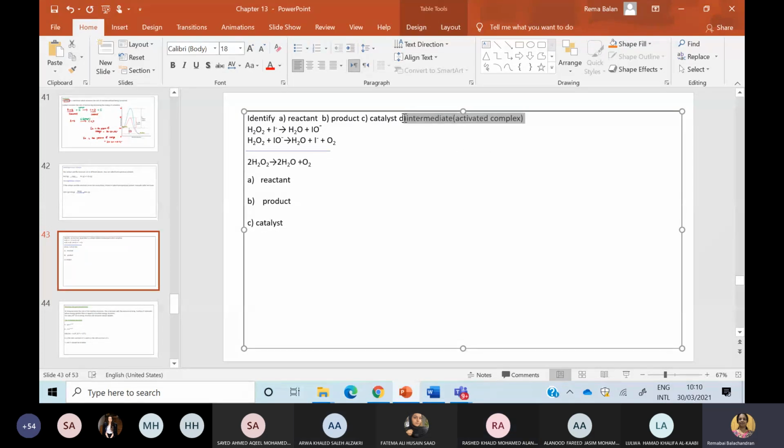What is a catalyst, please? Tell me the meaning of catalyst. Catalyst is a substance that increases the rate of the reaction, and how? By decreasing the activation energy. Okay, fine. So that means along with the reactants, you add catalyst. Along with the products, you get the catalyst back. Correct?